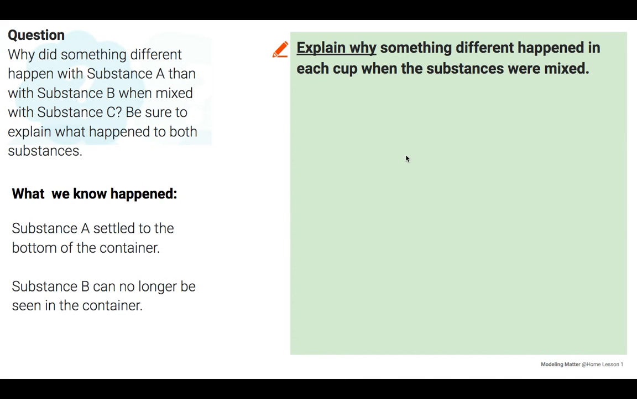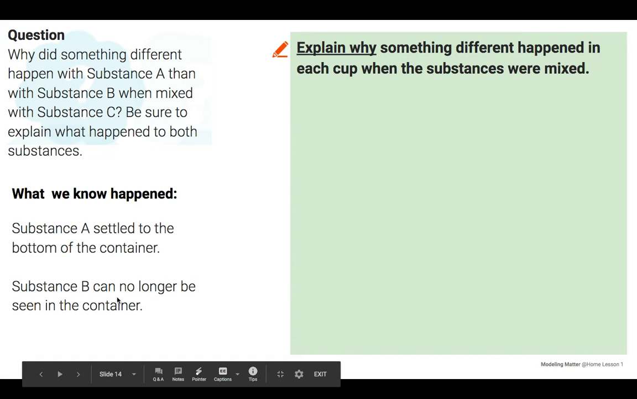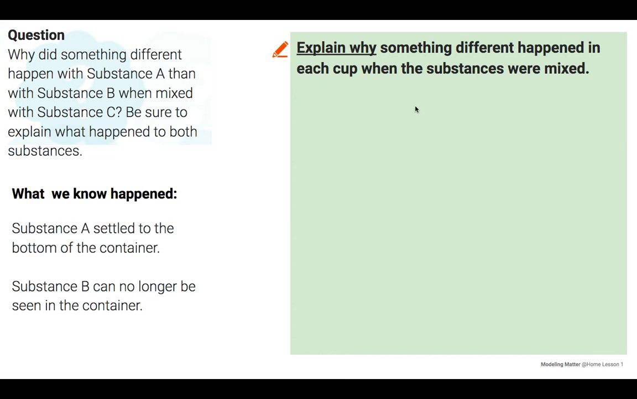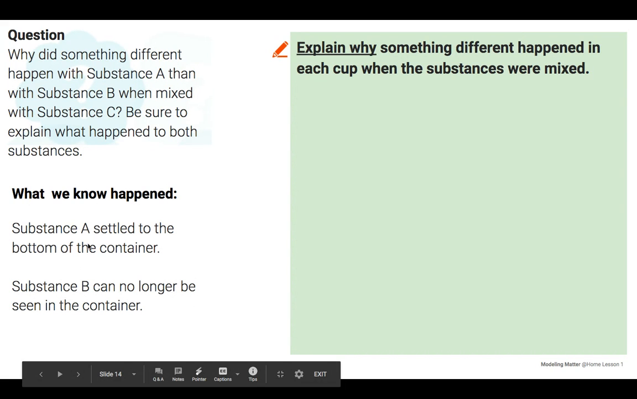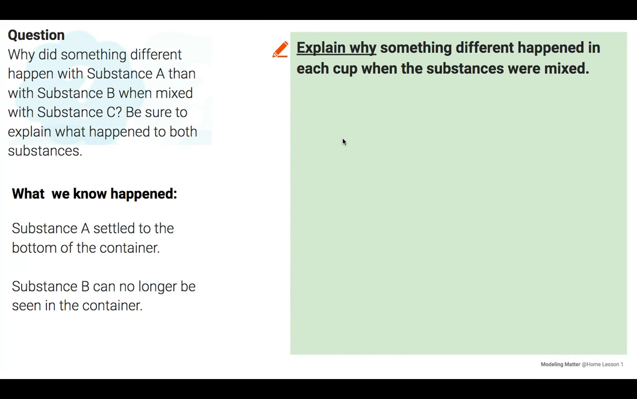Your job here in the green box is to explain why something different happened in each cup when they were mixed together. What happened to substance A when you mixed it in with substance C? What happened to substance B when you mixed it in with substance C? Why was that different with each of the two substances? Give your answer here. Give as much detail about your hypothesis as possible. Make sure you use evidence from the experiment to explain why different reactions occurred.